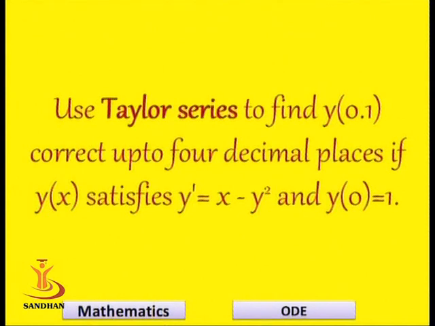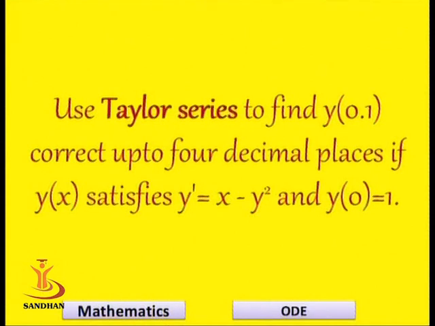So our f of x, y is now x minus y square, where x is the independent variable, y is the dependent variable. Since this is an initial value problem, the value of the ordinary differential equation at the initial point is given to us. This initial point is 0. That is, the value of x is 0. And what is the value of y? The value of y at x equal to 0 is equal to 1.